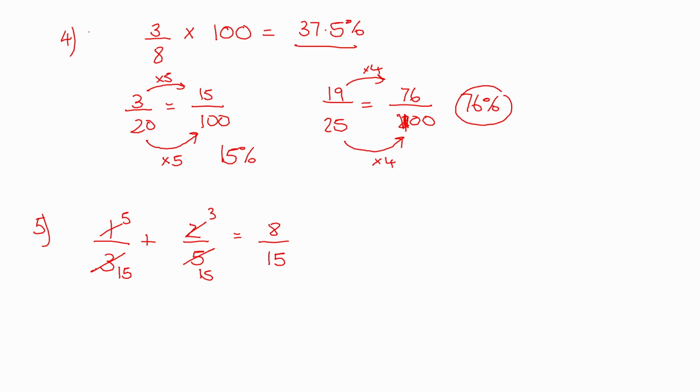Subtraction would be exactly the same, right? So if that symbol there were a subtract, I would just do 5 take away 3, and I would have 2/15ths. Multiplying, stick with the same fractions.